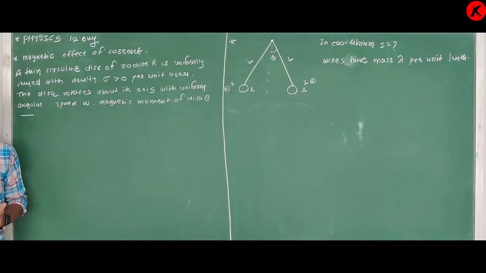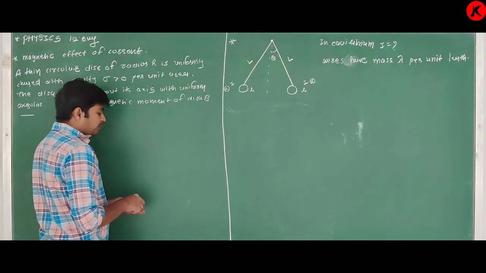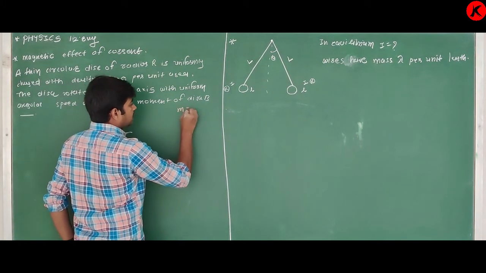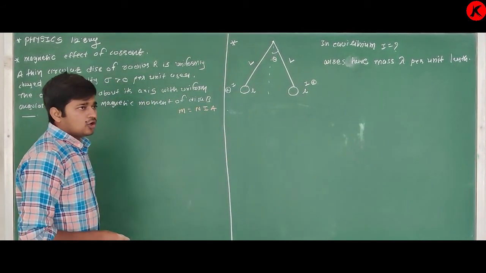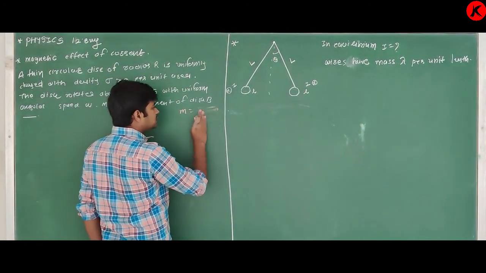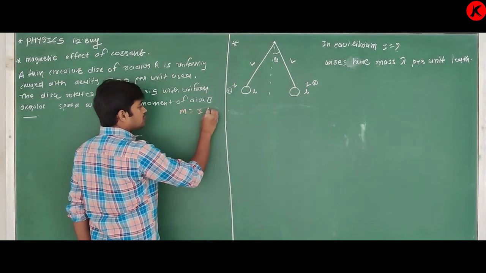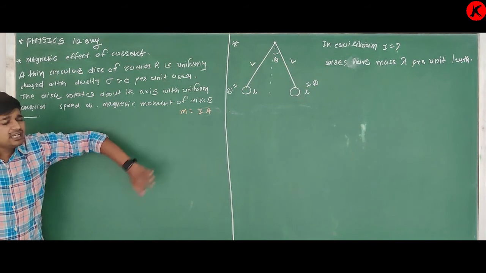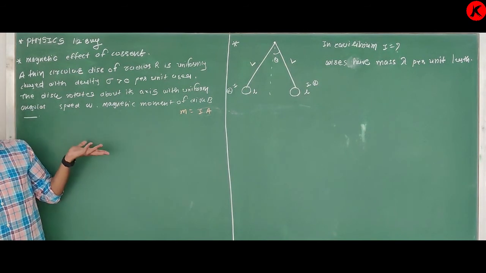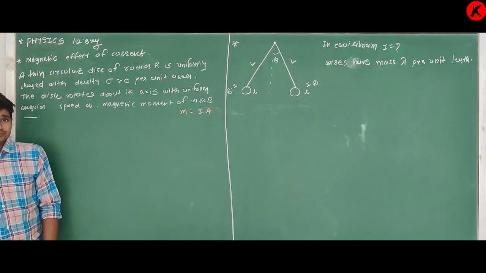See, to find the magnetic moment of the disc, what is the equation? Actually, the equation of magnetic moment is M equals NIA, or if you are given a single turn, you can say it is IA, where I is current. Yes, you can easily find the area. The area is equal to pi r square. But what about I, the current?